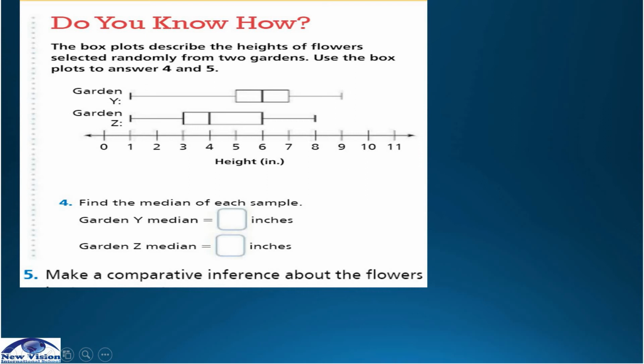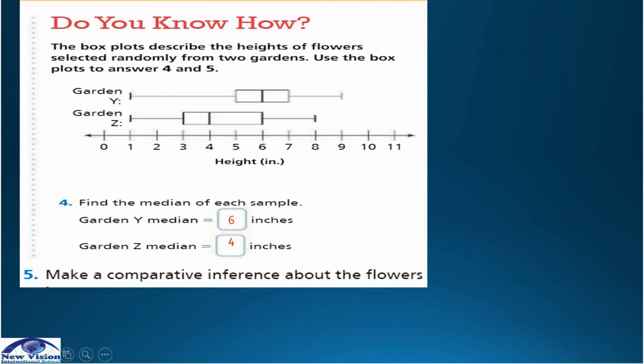Find the median of each sample. Garden Y, median is equal to, where can you find the median again? In the middle line. So garden Y has the median of 6. I hope you get it right. How about in the garden Z? What's the median? Correct, it's 4.